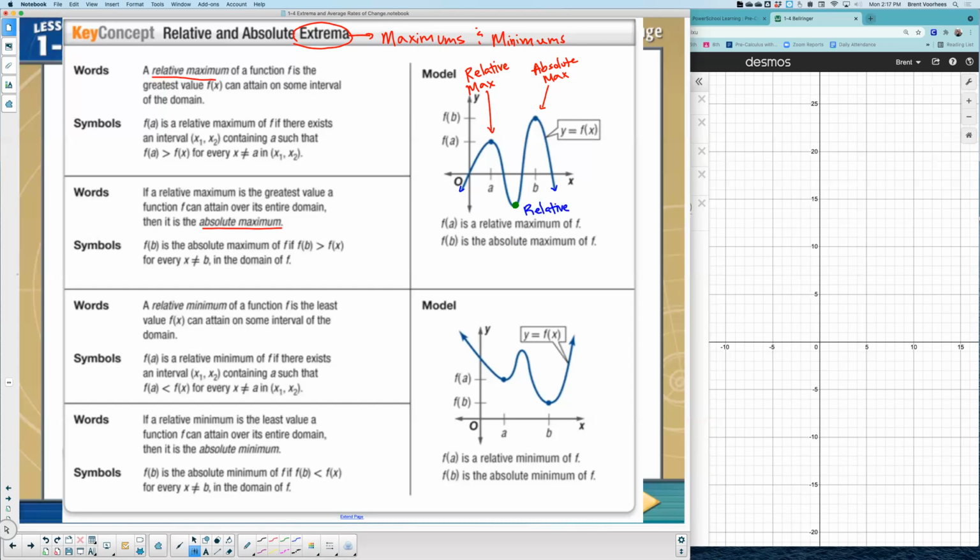Now it's relative because it won't be the lowest point on the graph. Even if this arrow was up higher, the arrow means it continues on and it goes lower. So this would not be absolute. It would be relative. Okay, what about this second graph? What would you call this point right here? Very good. That is a relative minimum.